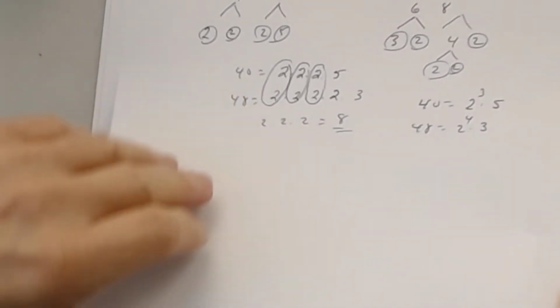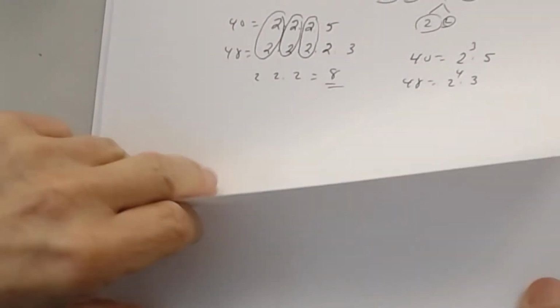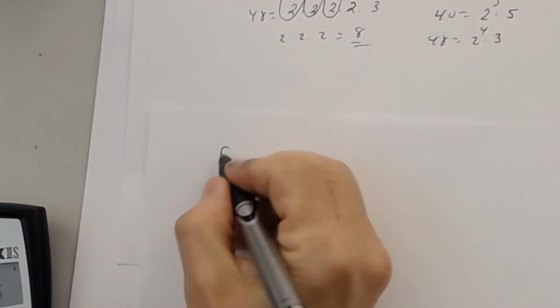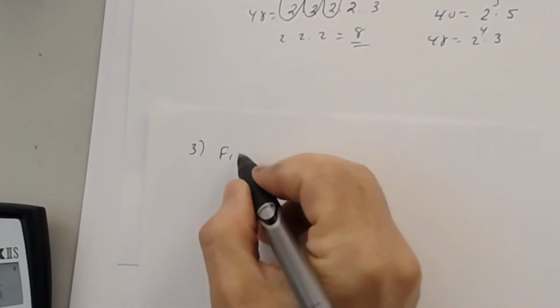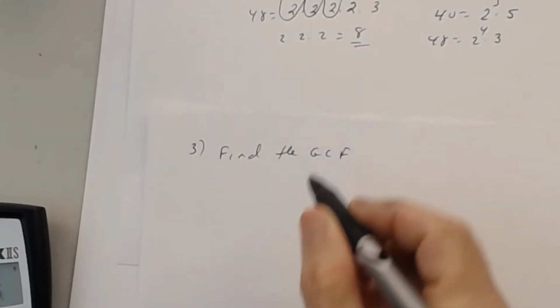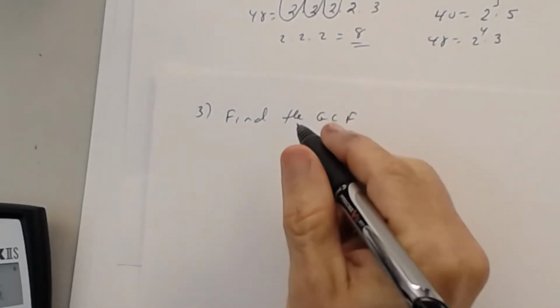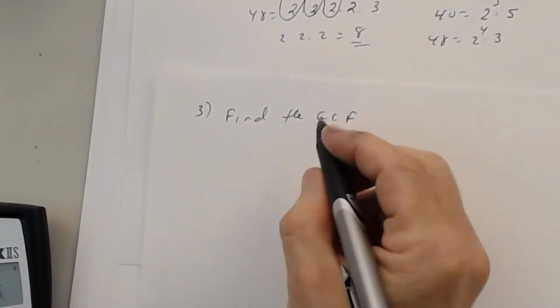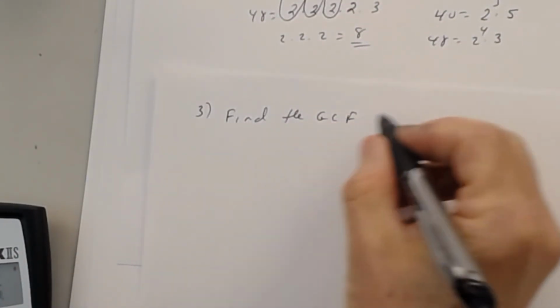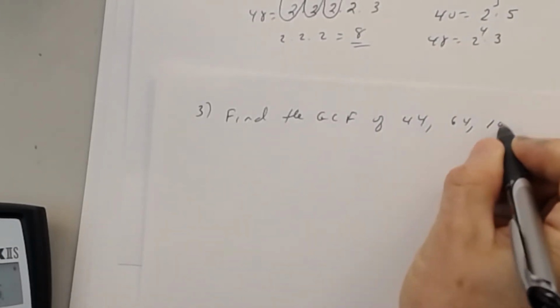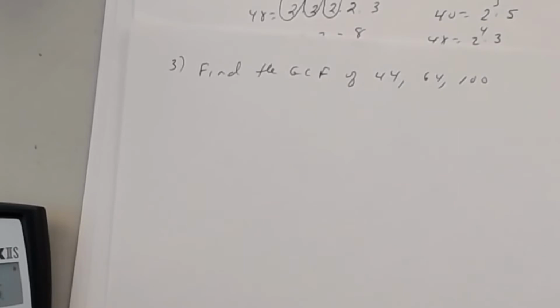All right, let's do one more. Number 3, I guess. Find the GCF of, this time we're going to do 3 of them. In the worksheet there's 1 or 2 problems where there are 3 numbers and you find the GCF of those 3 numbers. But it's the same approach. 44, 64, and 100.